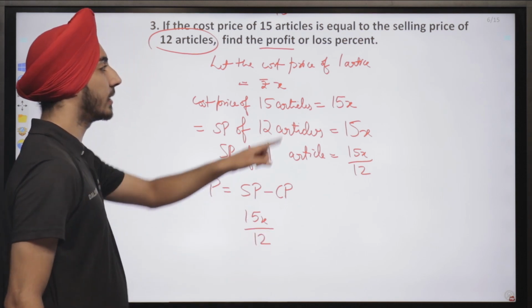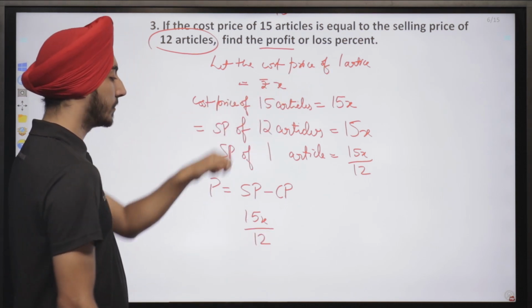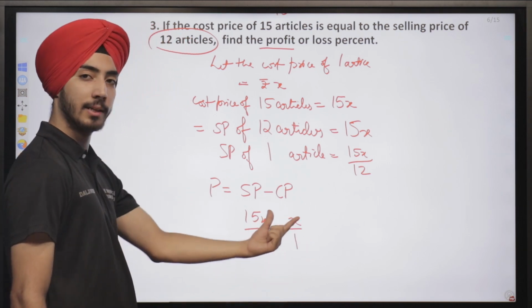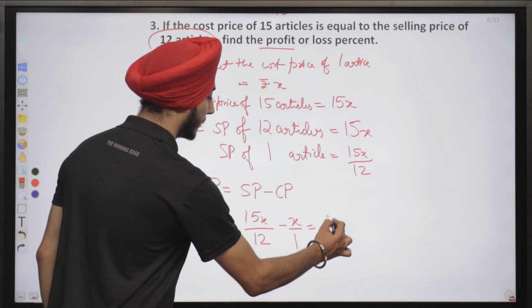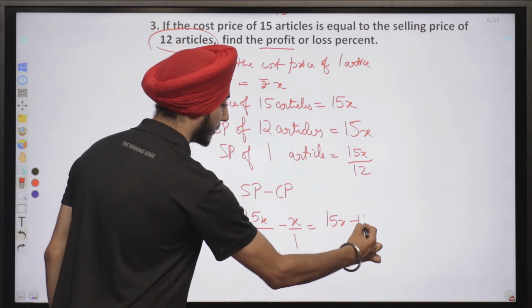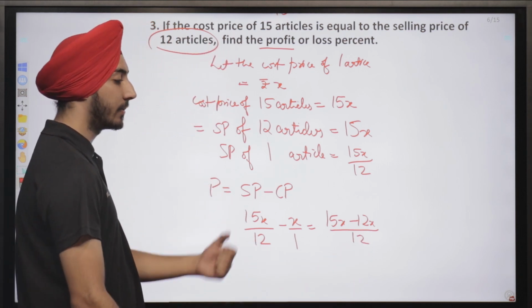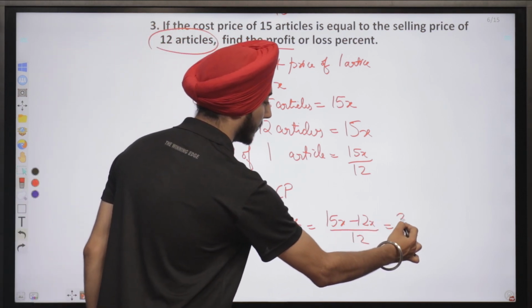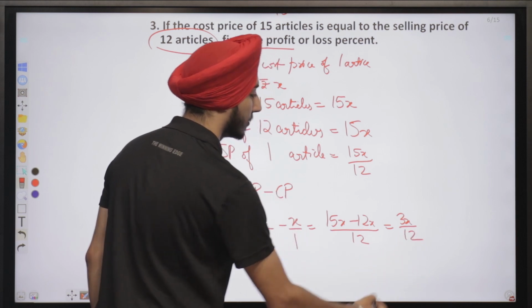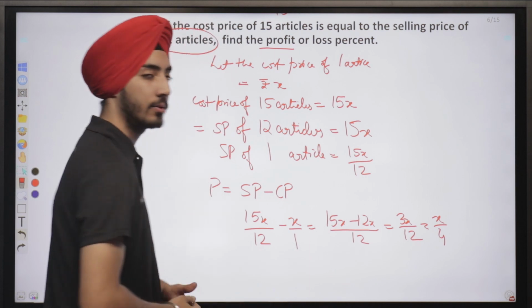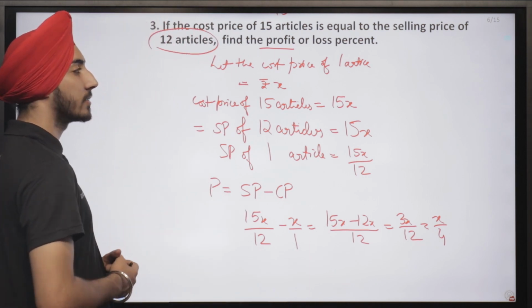What was the cost price of one article we assumed? We had assumed it to be rupees X. So from this we subtract X. 12 will be the LCM here. This will become 15x minus 12x upon 12, right? 15 minus 12 is 3. So this gives you 3x by 12, which becomes x by 4. 3 4s are 12. So x by 4 rupees is your profit.